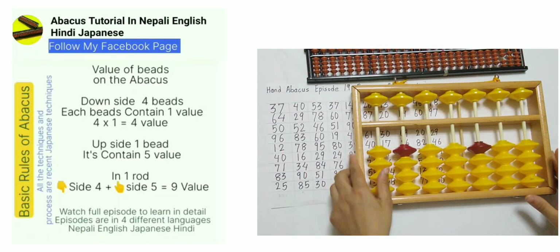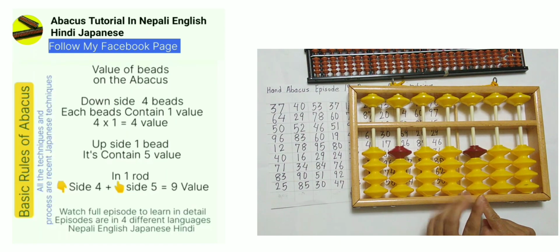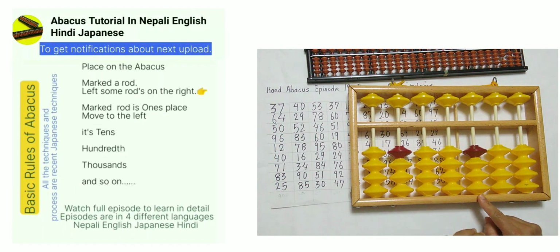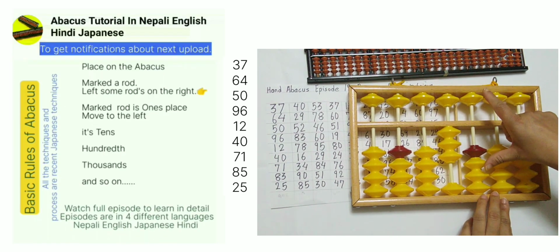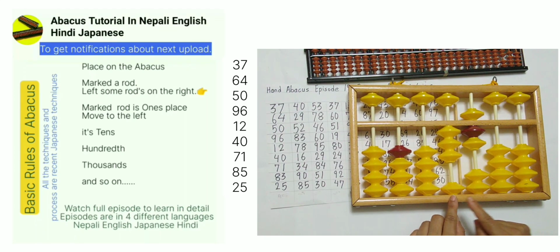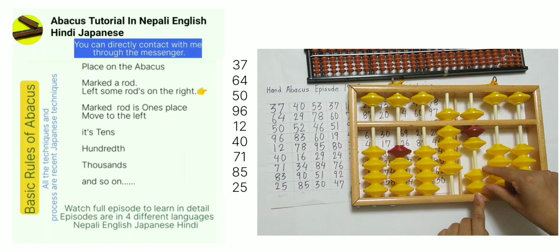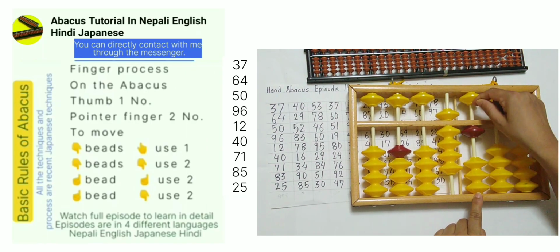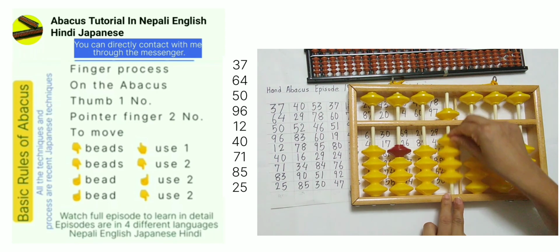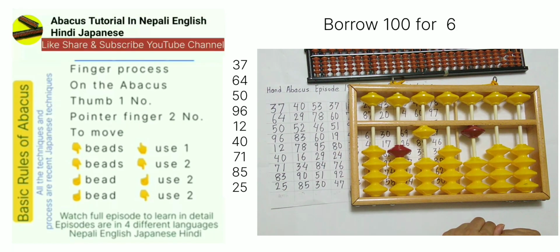Let's start. This is my marked rod. So let's start from here. Marked rod is 1's place and this one is 10's place. First is 3, 30 and 7. Next is 6, 4, 60 and 4. For 60 this one, and for 4 we have only 2 beads, so you have to reduce 6 and no beads here means you have to reduce all 90 and borrow 100 for 6.